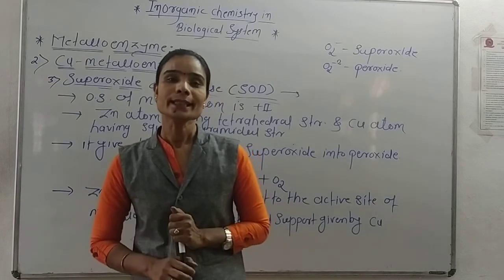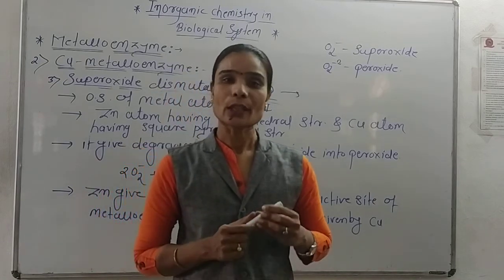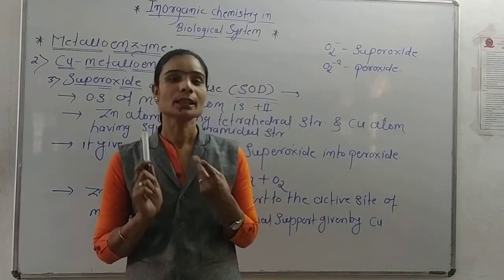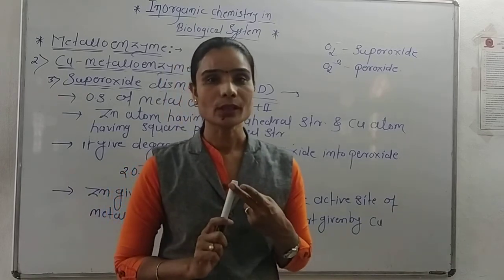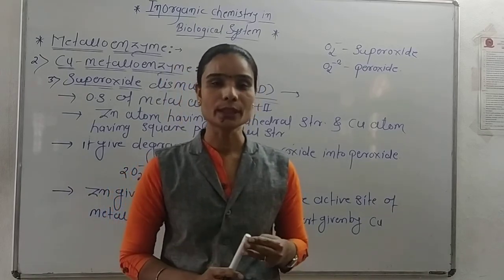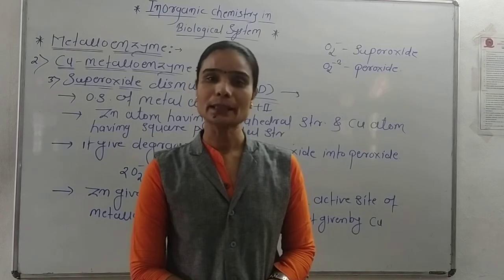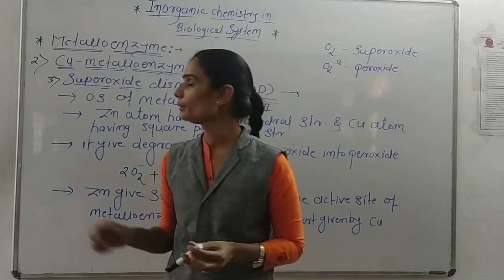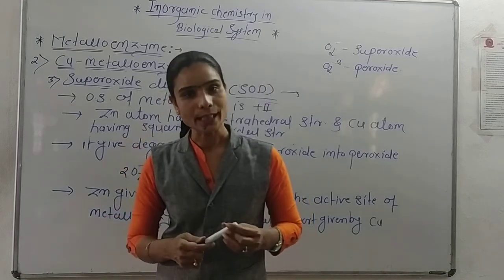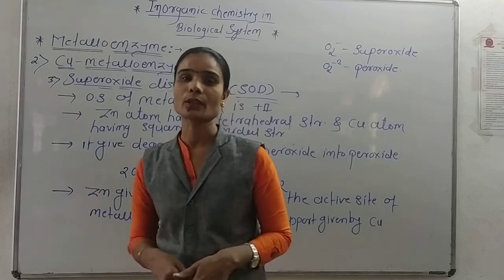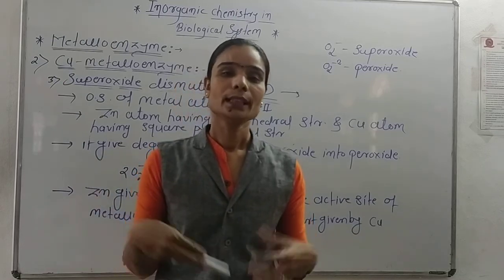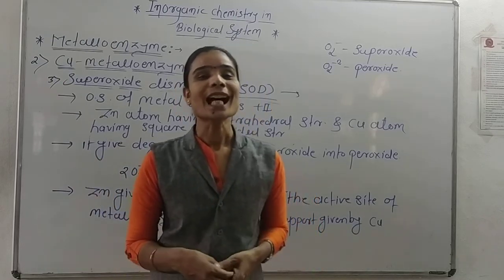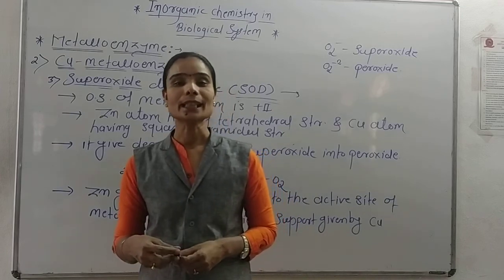Okay, so these are the copper metalloenzymes, which are of three types: hemocyanin, cytochrome C oxidase, and superoxide dismutase. In the last lecture we saw hemocyanin, and today we saw cytochrome C oxidase and superoxide dismutase. Okay, in the next lecture we will start the last metalloenzyme, that is the iron metalloenzyme.